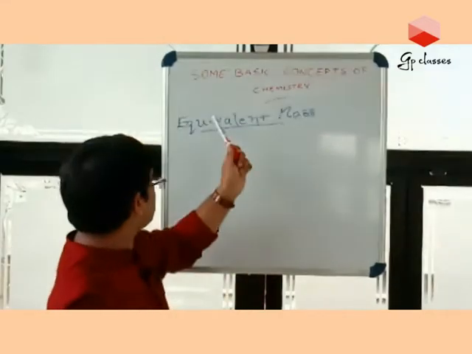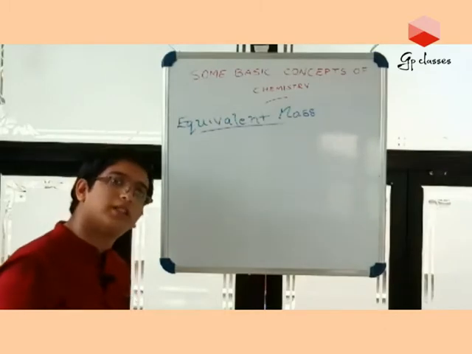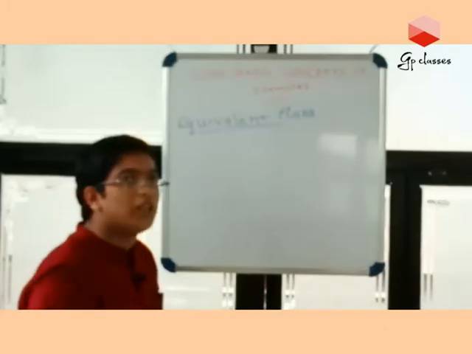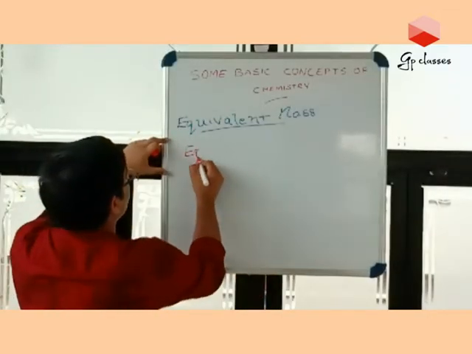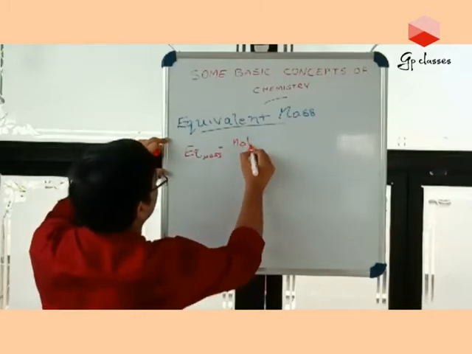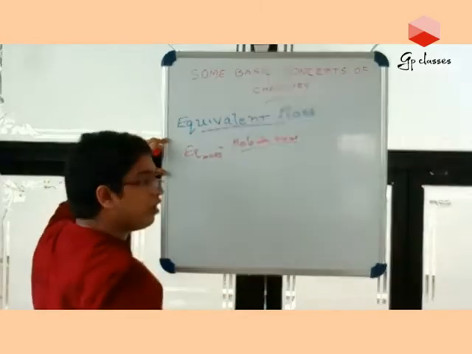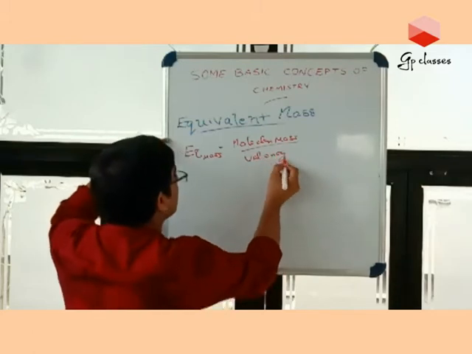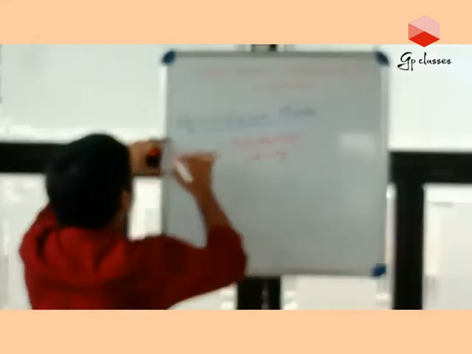Now, let us discuss another concept, that is equivalent mass. First of all, let us put up the equation for equivalent mass, then we will come to its definition. So what is the equation for equivalent mass? Equivalent mass is basically molecular mass divided by valency. If you divide the molecular mass of a substance by valency, you will get equivalent mass.